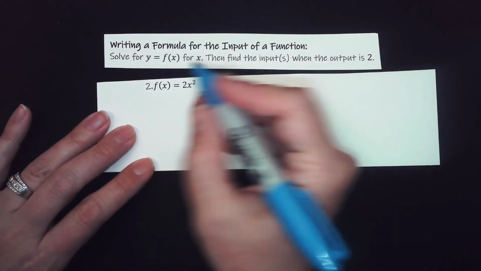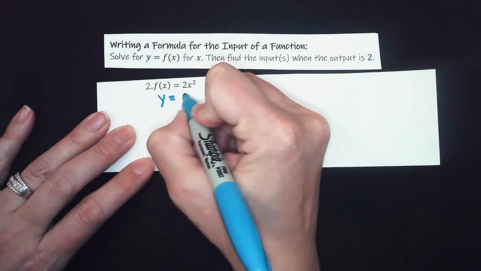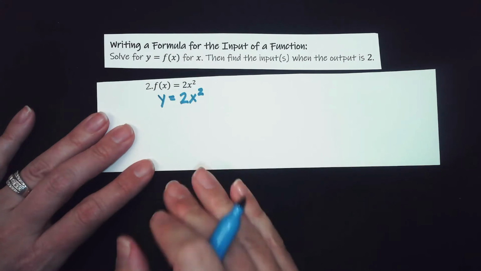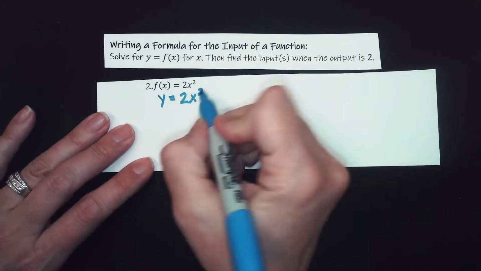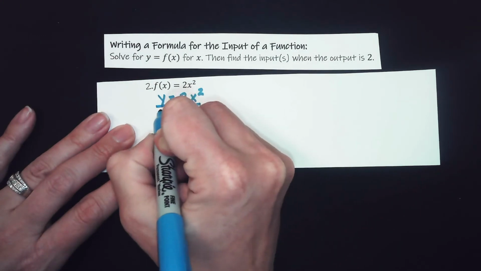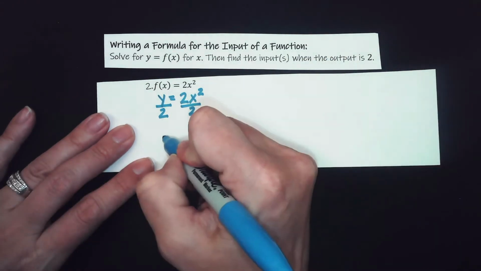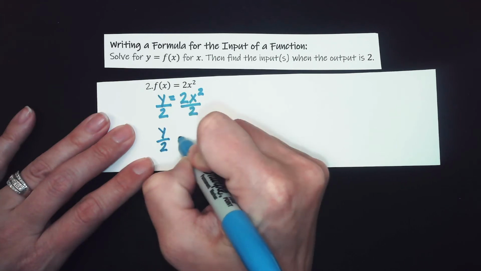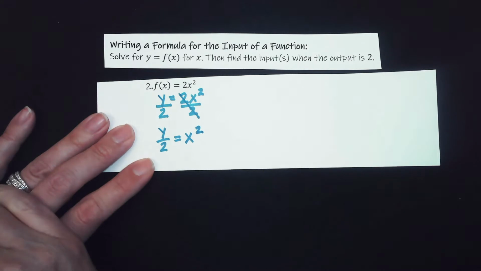Again, we want to substitute f of x. We want to say it's y. And I'll just rewrite it so it looks neater there. I'm trying to solve for x. So I have to get rid of the 2 in front, so I'm going to divide by 2. Okay? So I end up with y over 2 equals, those cancel, so I'm left with x squared.